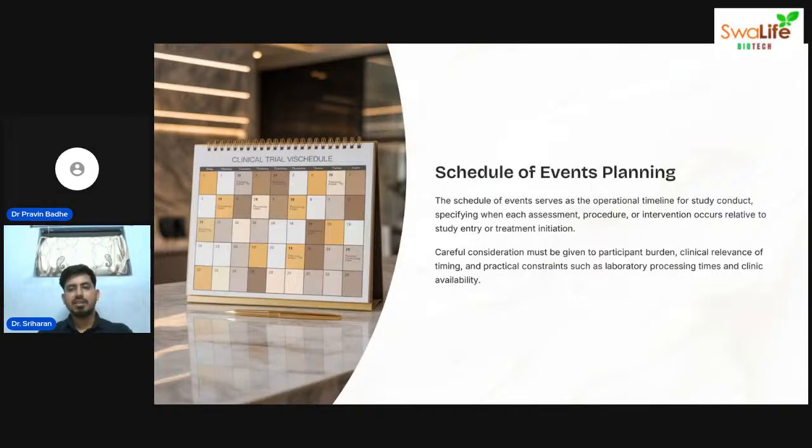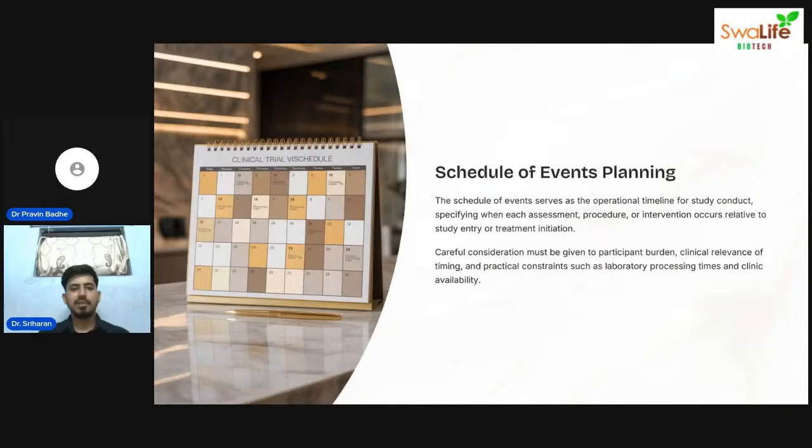Schedule of event planning is nothing but a trial calendar. The principal investigator, sponsor, CRO, and clinical research coordinator all keep an eye on this schedule of event planning. If we have any error in the schedule of event planning, it will totally collapse the data collection. So schedule of event planning is very important. It says what and when data should be collected, and it is also useful for preventing missing data.